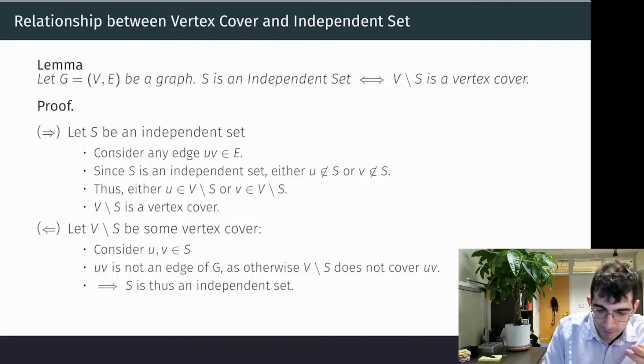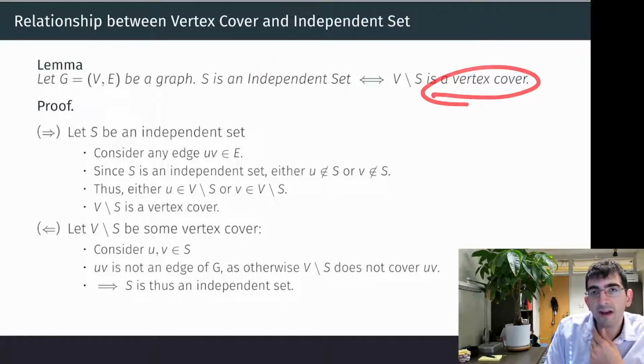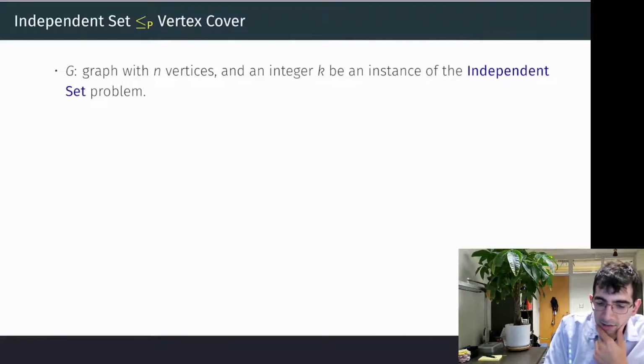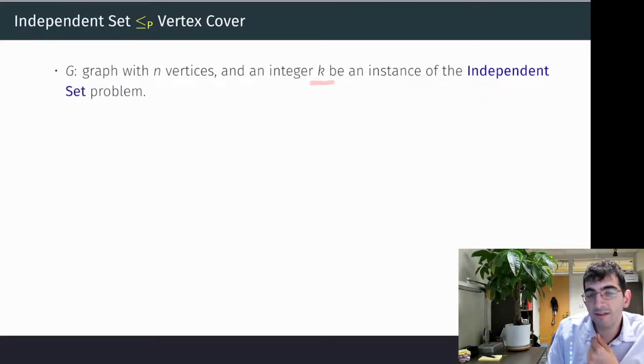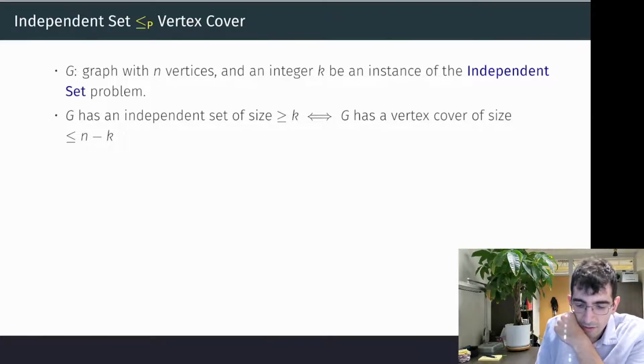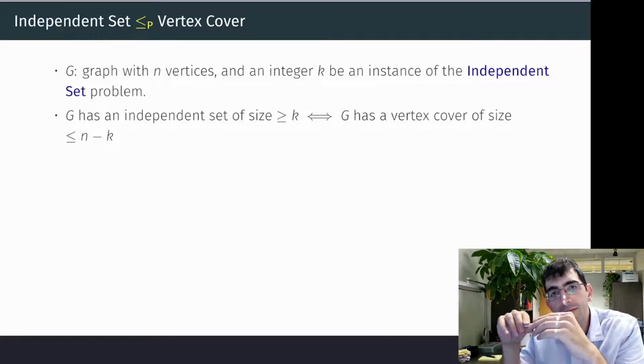So therefore, if you have an independent set of size k, then you have a vertex cover of size n minus k. Okay? So if we have a graph with n vertices and an integer k, assuming we want to find if there is an independent set of k vertices, then all we need to do is simply relate it to whether that graph has a vertex cover of size n minus k. Okay, that's how the two problems are related.